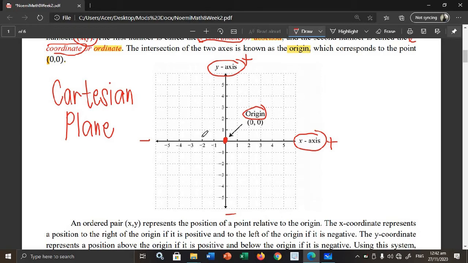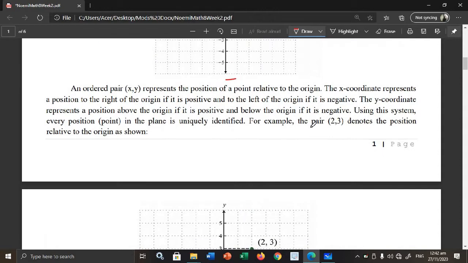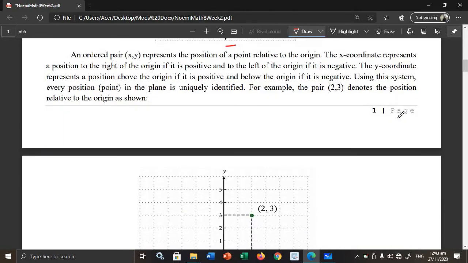That's why, as you can see on the label, pag pataas siya, positive. Kapag pababa, negative siya. And then using the system, every position point in the plane is uniquely identified. For example, the pair 2 and 3 denotes the position relative to the origin as shown.